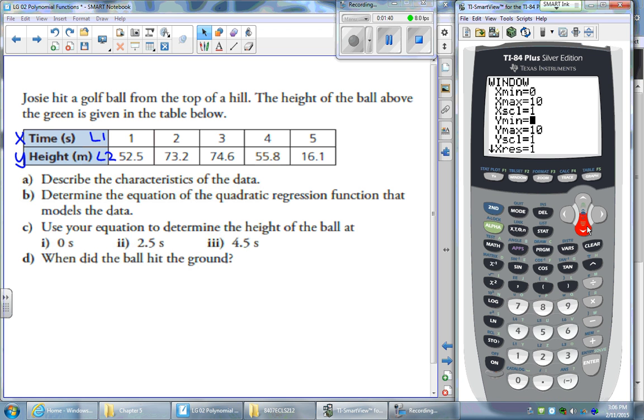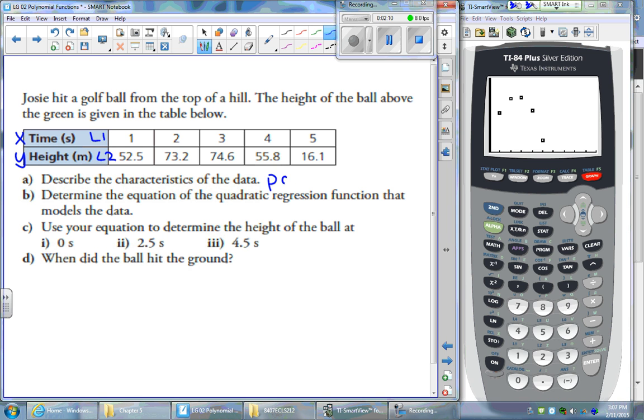Choose an appropriate scale. And then for our Y values, we can see that a height below 0 definitely would not make sense. So we can start with a Y minimum of 0. And our values are going from 16 to 75. So maybe a Y maximum of about 100 meters would be appropriate. Now let's take a look at what this looks like. As you can see, this has a nice parabolic shape. So for describing the characteristics of the graph, we have a parabola. And we can also note that it's opening downwards.